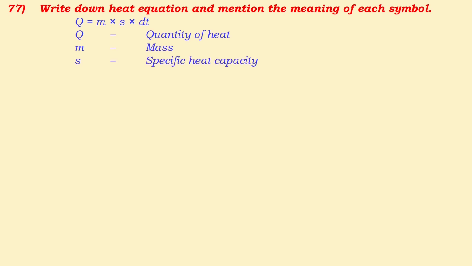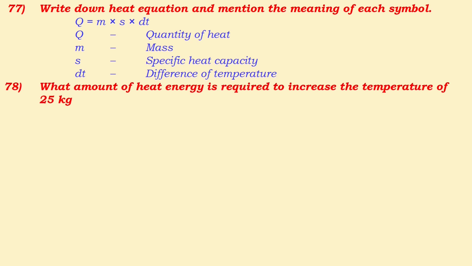Okay, next, write down heat equation and mention the meaning of each symbol. This is heat equation which we have proved just before this. Q equal to ms dt, where q is quantity of heat. We have to remember this. M means mass, s means specific heat capacity, dt means difference of temperature, or we may have only t also, which represents the change of temperature.